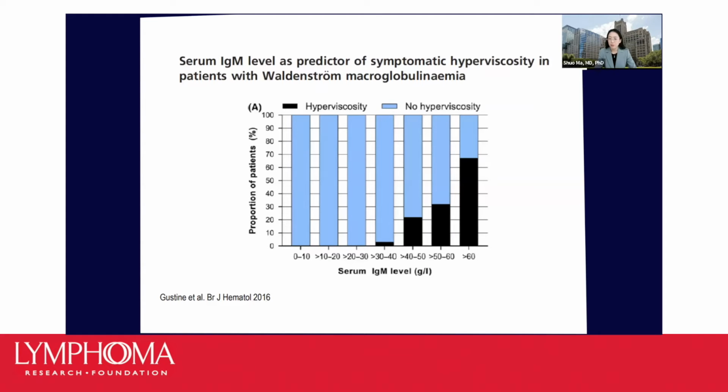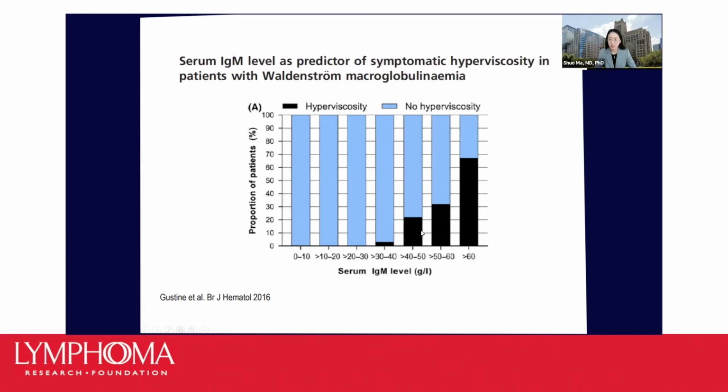So here's a graph showing you that the predictor of hyperviscosity syndrome is directly related to the level of IgM. The label here is on a slightly different scale compared to what you usually see. For example, 30 would represent 3,000 milligrams per deciliter. When the IgM level is below 4,000, you can see that the rate of hyperviscosity syndrome is actually pretty rare. It's less than 5%.